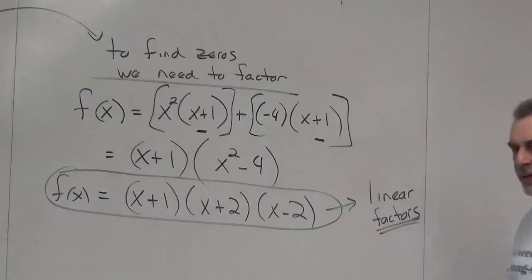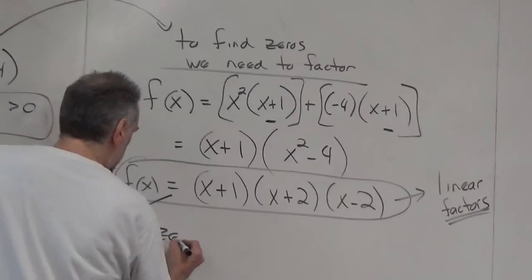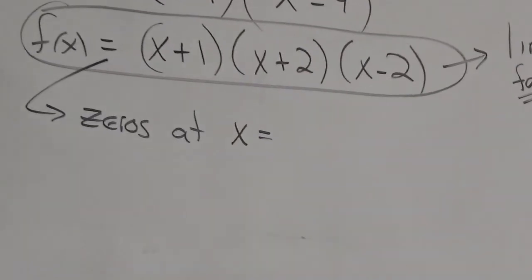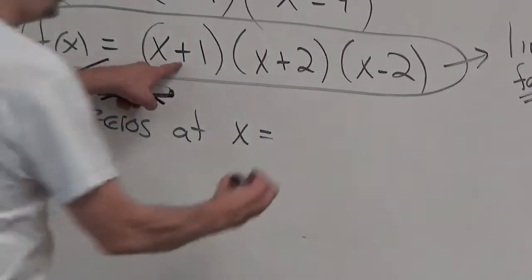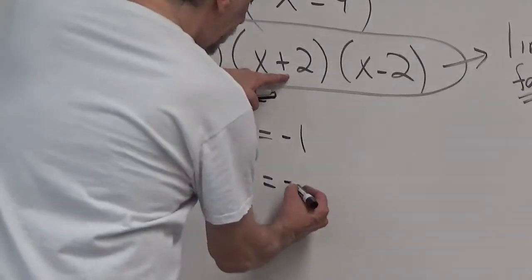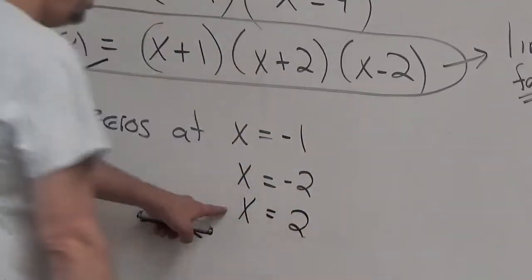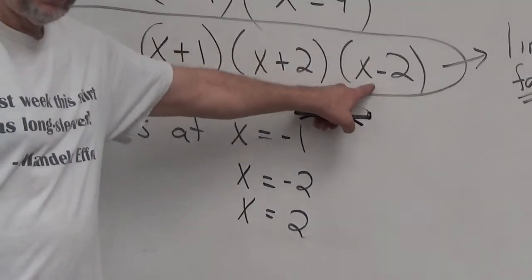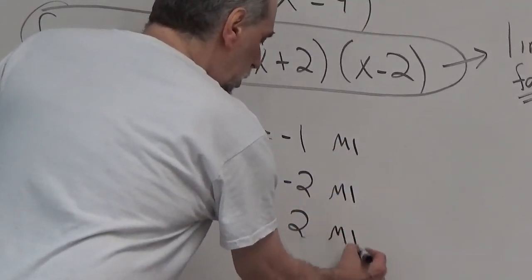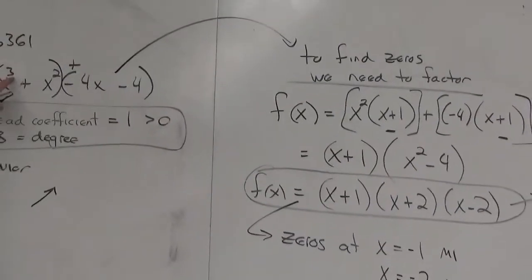Okay, now factors are different than zeros. The factors lead to the zeros. The zeros are the x values that make the factors equal to 0. Right? So the x value that makes this equal to 0 is negative 1. The x value that makes this equal to 0 is negative 2. The x value that makes this equal to 0 is positive 2. And notice each one of them only appear once, so they all have multiplicities of 1. And again, notice the multiplicities always add up to the original degree, right?